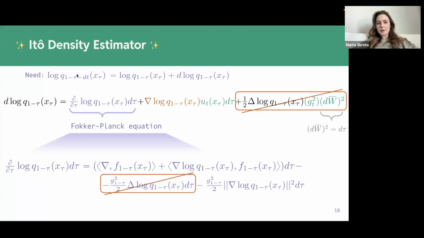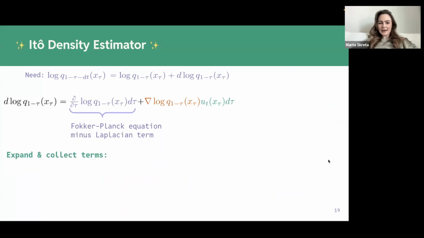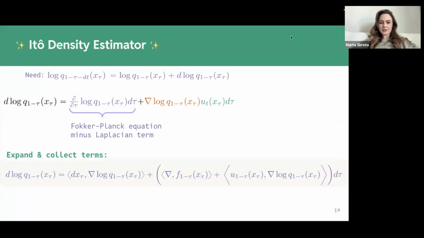So we can do a little bit more expansion and contraction. I won't show exactly; we have a long proof in the appendix of where that happens. But let's say that we expand and collect all the terms. What we get is something that looks like this.